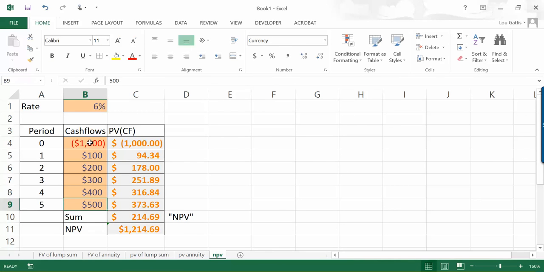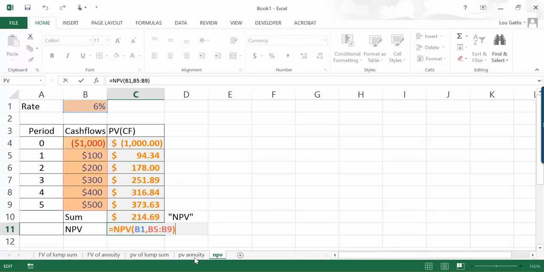And this example is, well, what if it cost me $1,000 to buy a lemonade stand today, and these are my cash flows I expect to get for the next 5 years. What's the net present value of that $1,000 investment? So that's the concept of net present value.